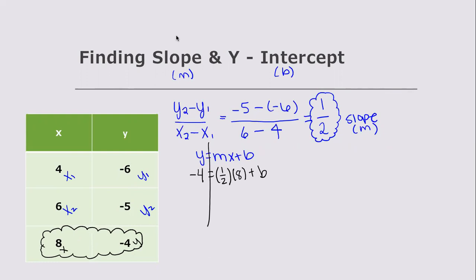Yes, Jaden, perfect. So we could use the pairs that we used to find the slope. So let's solve this, okay? -4 equals 1/2 times 8 plus b. Well, if I'm reading this out loud, I hear 1/2 times 8. So the first thing I would do is actually multiply 1/2 times 8 together. So that would give me -4 equals 1/2 times 8 is 4 plus b.